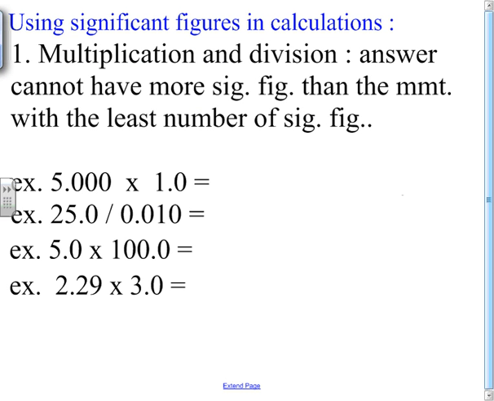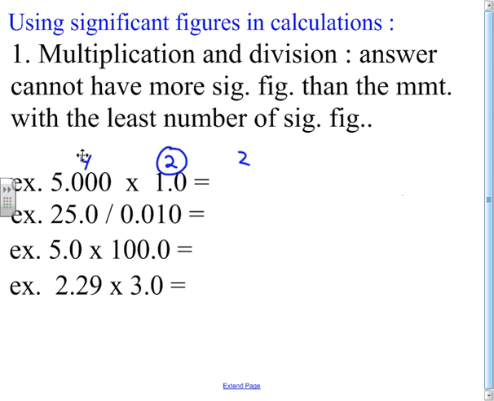The rule for multiplication and division is your answer cannot have more significant figures than the measurement with the least number of significant figures. So if this particular measurement has 4 significant figures, this one has 2 significant figures, your answer can only have 2 significant figures since that is the number with the lower number of significant figures. So by multiplication and division, you always go by the total number of significant figures. The number with the least total number of significant figures is what your answer can have.